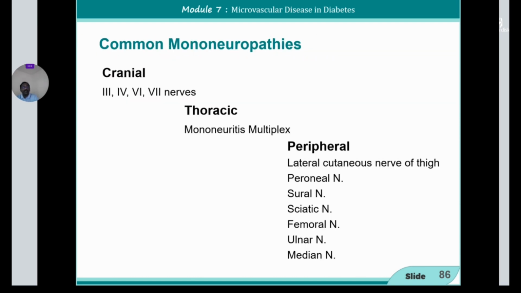And then the mononeuropathies. The common ones involve the cranial nerves: third, fourth, sixth, and the seventh cranial nerves. In the thoracic region, mononeuritis multiplex. In the peripheral nerves, the lateral cutaneous nerve of the thigh, peroneal nerve, sural nerve, sciatic nerve, femoral nerve, and in the upper limbs, the median nerve and the ulnar nerve. So these are the common nerves involved in the diabetic neuropathies.